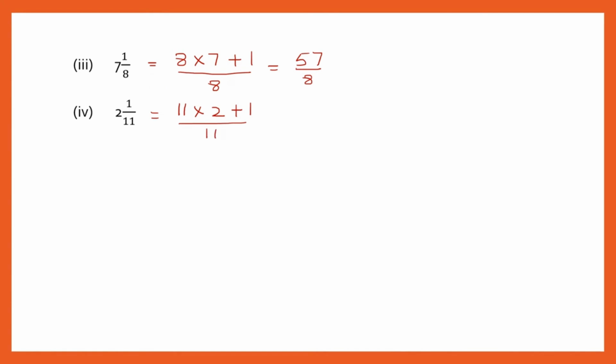Question 3. 8 into 7 plus 1 by 8. 8 sevens are 56 plus 1, 57 by 8. The next one, 11 into 2 plus 1. Denominator is the same. 11 twos are 22 plus 1, 23 by 11.